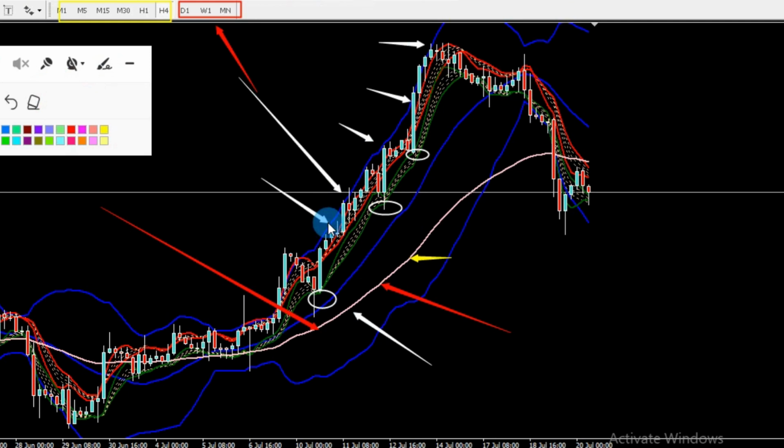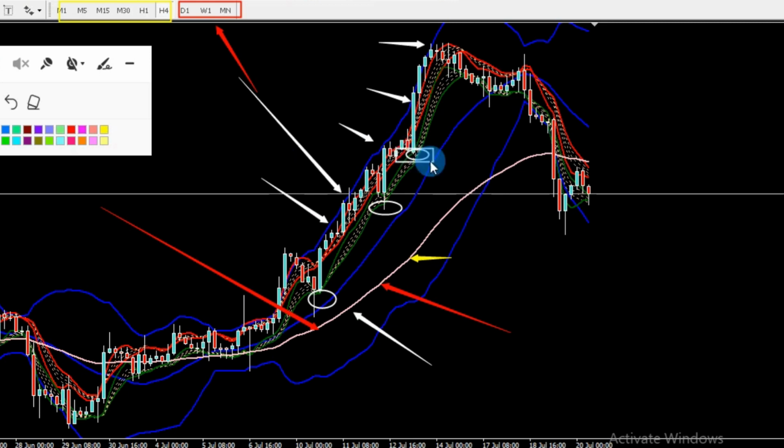But before taking these re-entries, you must confirm these entries here, and here on the second time frame, and also on the third time frame.